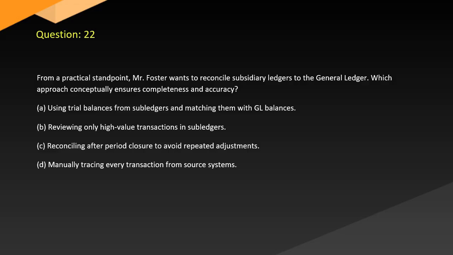A. Using trial balances from subledgers and matching them with GL balances. B. Reviewing only high-value transactions in subledgers. C. Reconciling after period closure to avoid repeated adjustments. D. Manually tracing every transaction from source systems.